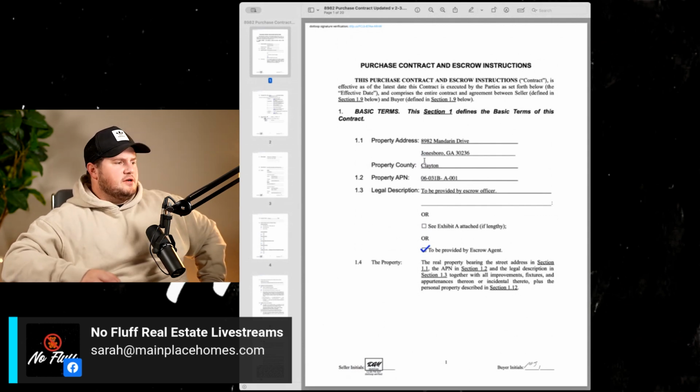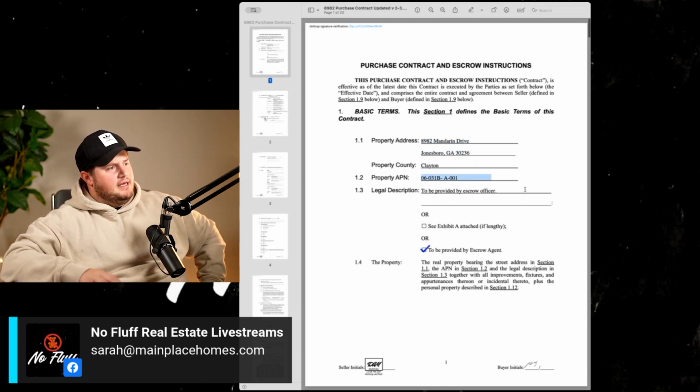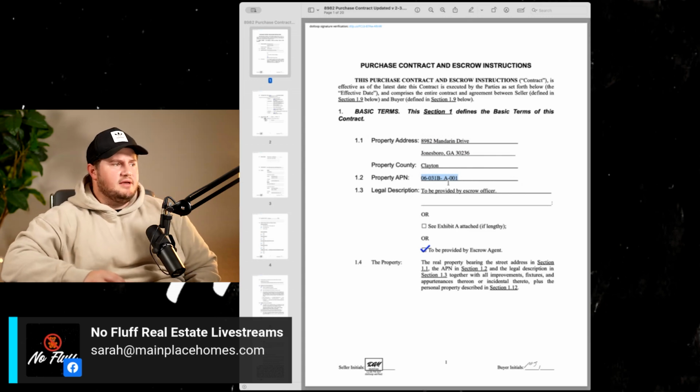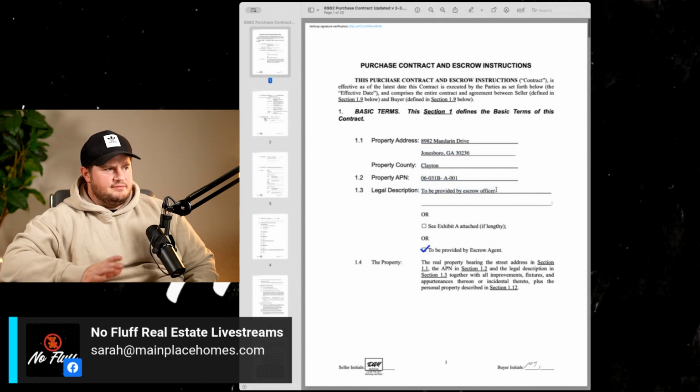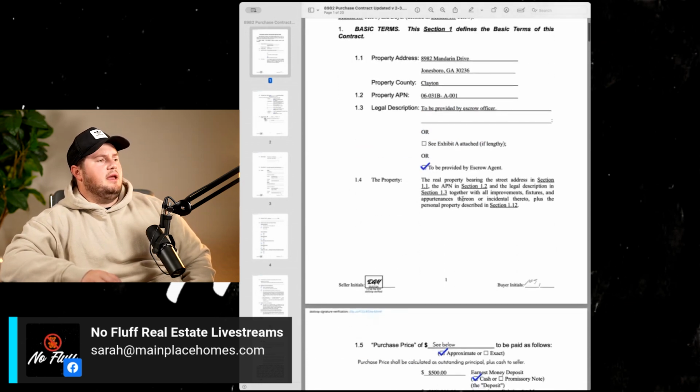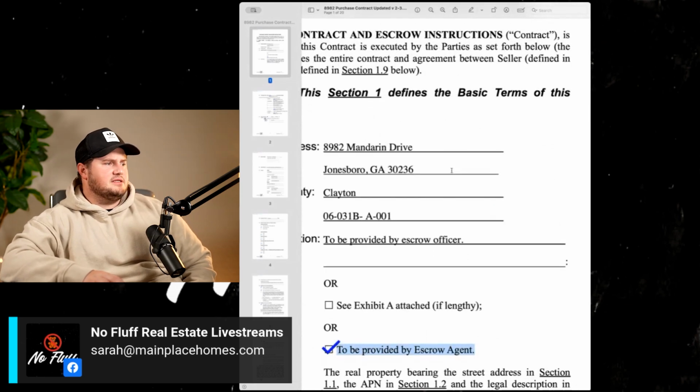So first things first, this page is basically just lining out the address of the property and the APN. If you have batch leads, you can look at the property details and get the APN number online. Then the county and legal description, just put to be provided by the escrow officer. Not that big of a deal. Yep, we do the entire US. And yes, to be provided by escrow agent. So leave that there. This kind of comes templated.